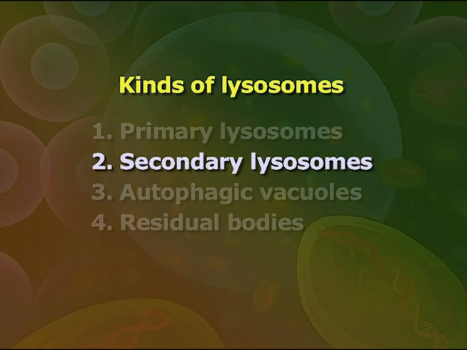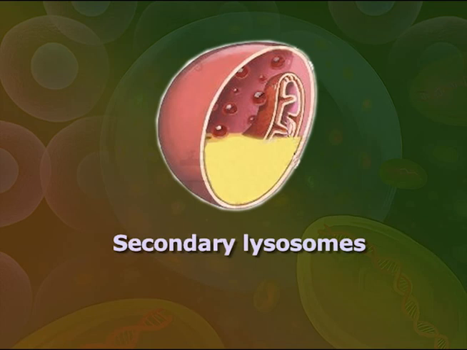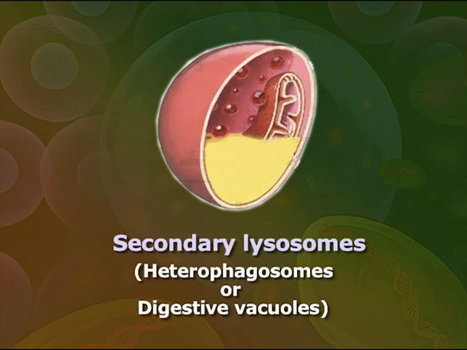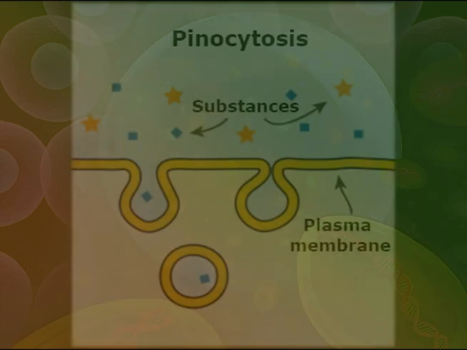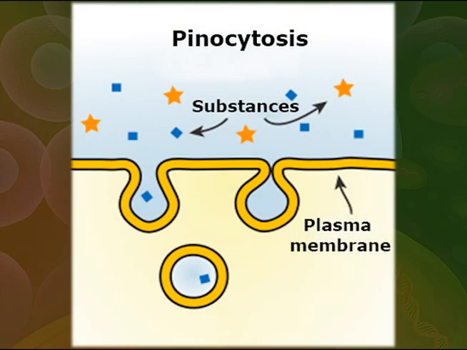Secondary lysosomes. The secondary lysosomes are also known as heterophagosomes or digestive vacuoles. When the cells feed on foreign or exogenous or extracellular substances by the process of phagocytosis or pinocytosis, then the plasma membrane forms membrane bound vesicles known as pinosomes or phagosomes around these substances. The pinosomes or phagosomes ultimately fuse with the pre-existing primary lysosomes and form the secondary lysosomes or heterophagosomes.